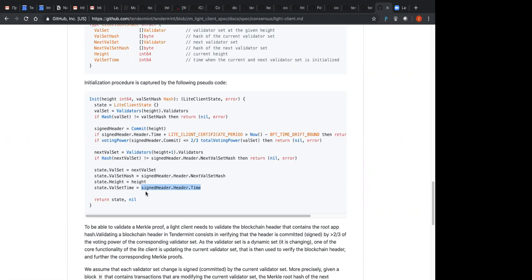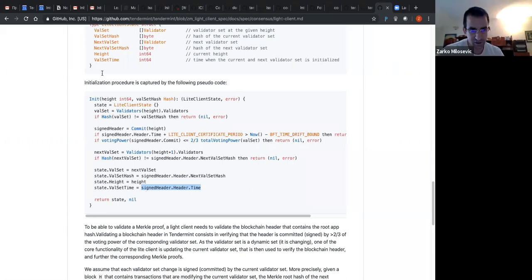Yes. Thanks. Okay. And so this is how we can initialize the light client. And now a very important thing to understand is what you can do once you initialize the light client. The first thing is that within the light client certificate period, you can query the application state about the current height. As you initialize the trust for height h, you can ask the application state whatever you want about the state of the application at height h.